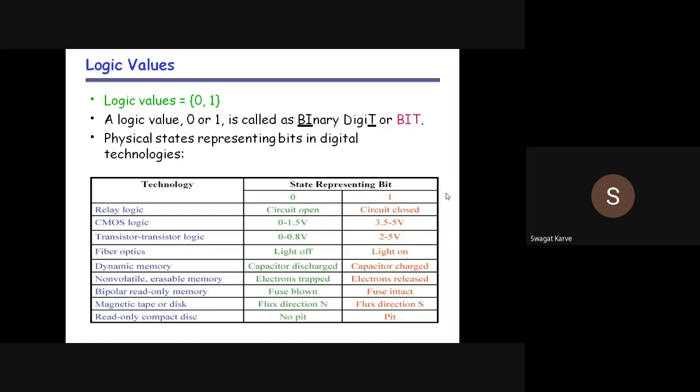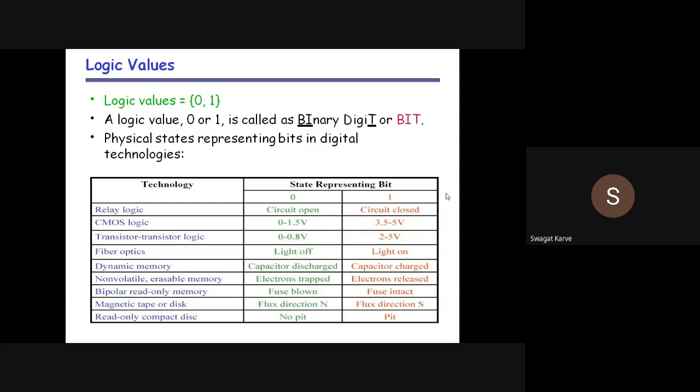Same in the case of your compact disc, that is CD. Whenever there is no pit, it's logic 0. Whenever there is a pit, it's logic 1. Okay, so you might have studied this, you might be studying this construction and working of CD in your MCT subject, multimedia and communication technology. So there you can get this concept better, right?